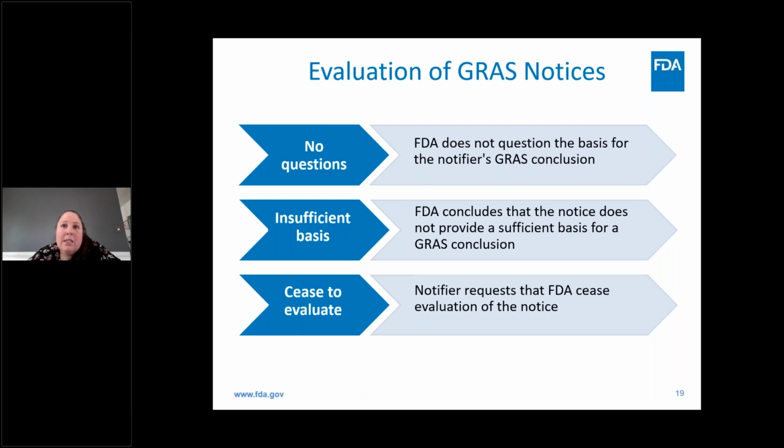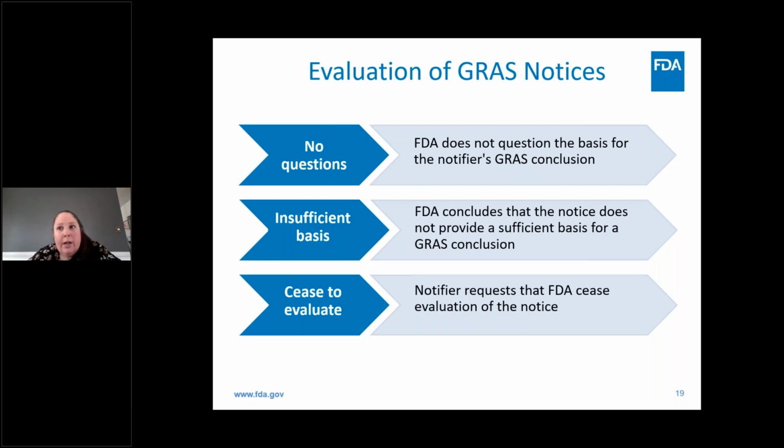And in many instances, the companies that receive this letter will end up resubmitting their notice once they either obtain additional data to provide or improve the quality of their submission. Finally, very rarely we'll run into situations where a company will disagree and they will not ask us to cease to evaluate. And when we find ourselves in that situation, we will issue what is called an insufficient basis letter. This is probably the worst of the 3 letters that a company could get.